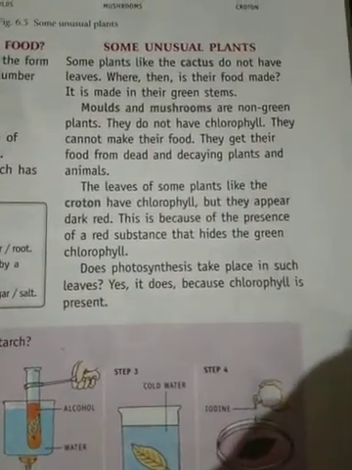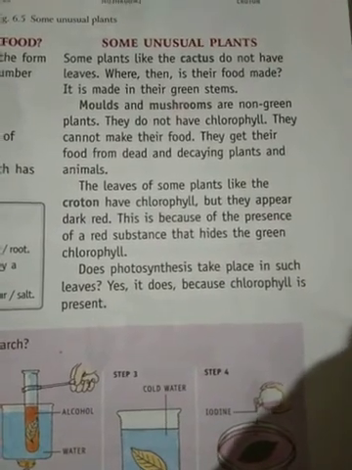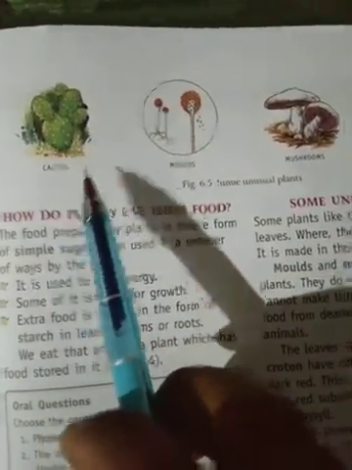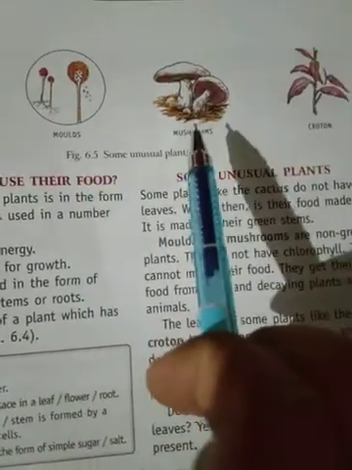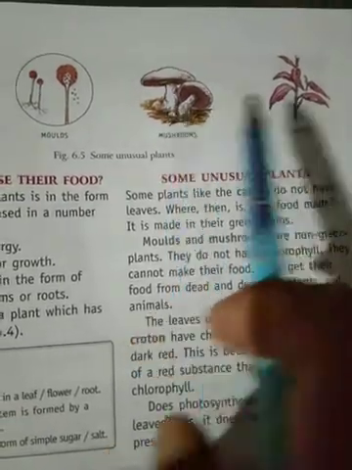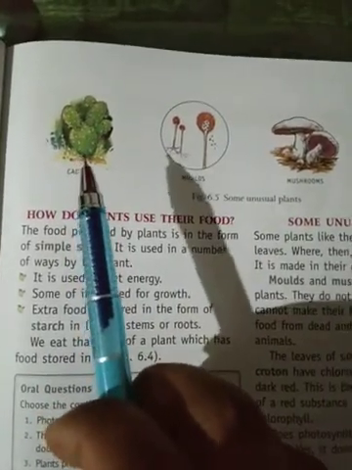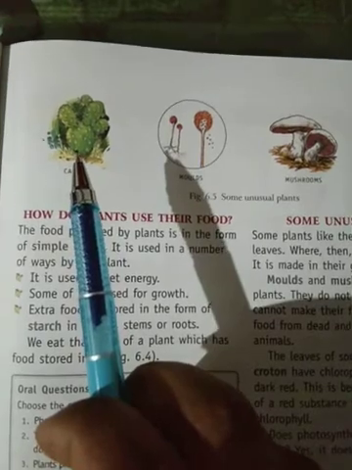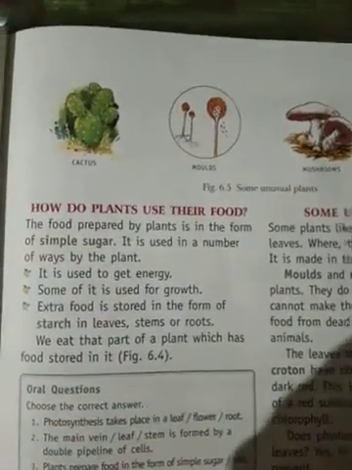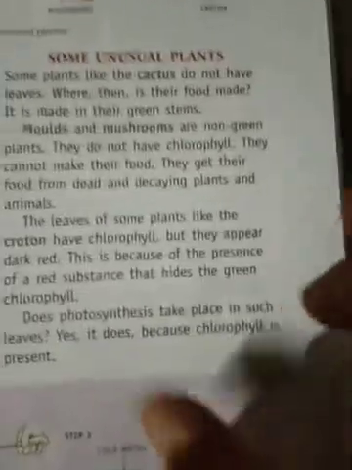Some unusual plants, they are called unusual, right? So now look at this diagram. This plant looks unusual, this plant also looks quite unusual, this is also unusual, and this is also an unusual plant, because they don't look green in color, and here no leaves are present. Instead of leaves there are only some spikes available, understood? So these are unusual plants. Now let us move to this paragraph.